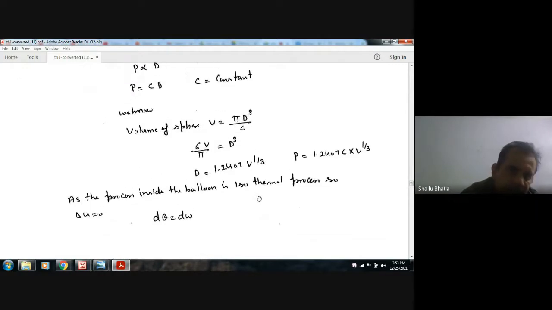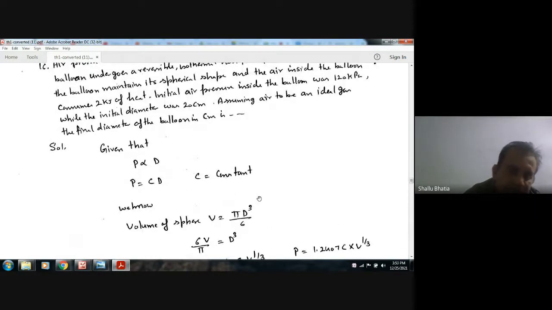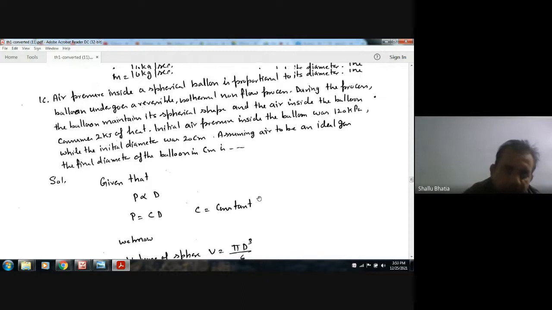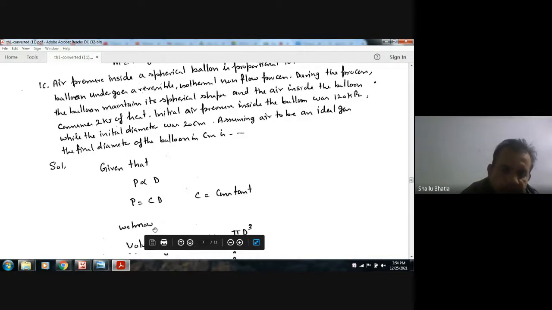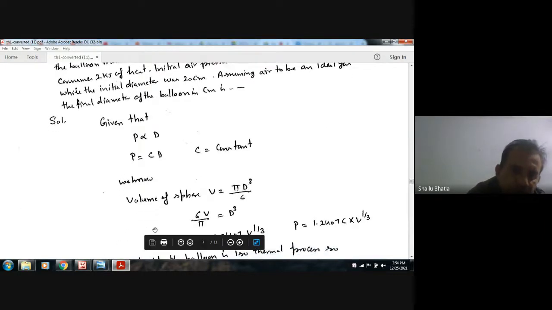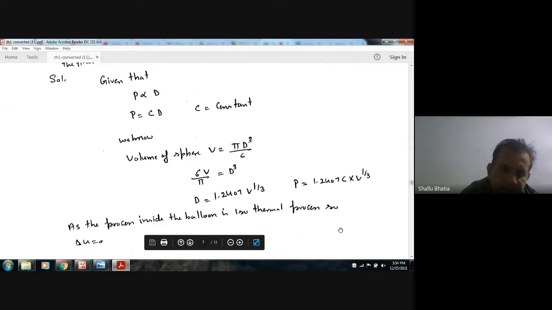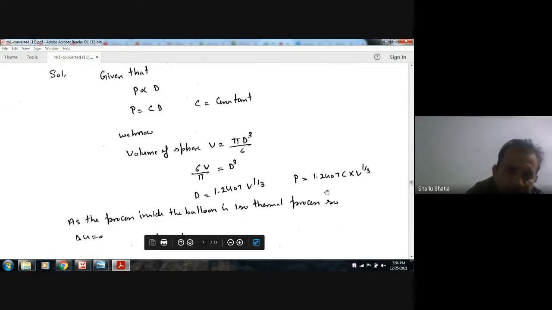Repeating the procedure once again. Given that the pressure is directly proportional to diameter, with the proportionality constant C. Now the volume of the sphere is pi d cubed by 6, so d cubed is 6V by pi. Putting the value of d here, we can get this.